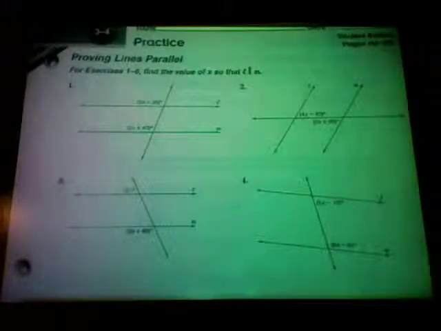In addition to doing proofs, some fairly simple proofs, you're also going to be given problems like these where you have to find the value of x so that the lines are parallel. Essentially, you're going to assume the lines are parallel in order to find the value for x. In other words, let's look at 1 through 4. You're going to use your angle relationships.